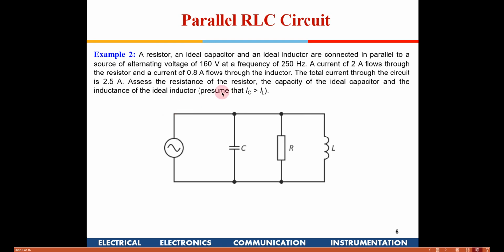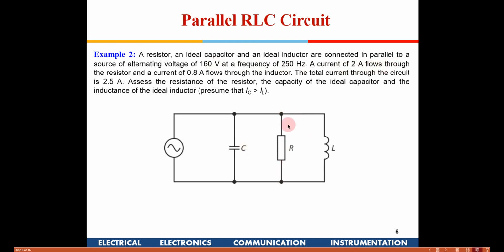Okay, we'll take one more example here. In this, a resistor, an ideal capacitor and an ideal inductor are connected in parallel to a source of alternating voltage of 160 volts. In these problems you have to be very careful with what is given in the question, whether it is the peak value or the RMS value. Since it is given in this particular fashion, it means 160 is the RMS value, and the frequency is given as 250 hertz and a current of 2 amperes flows through the resistor.